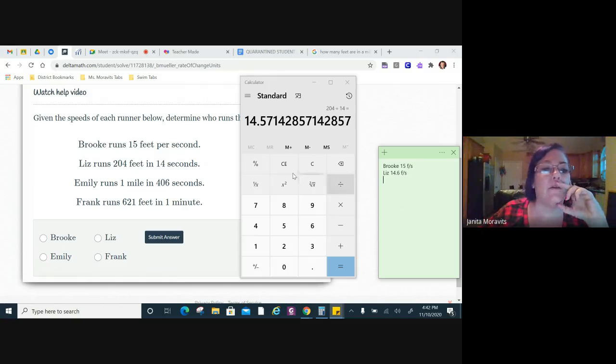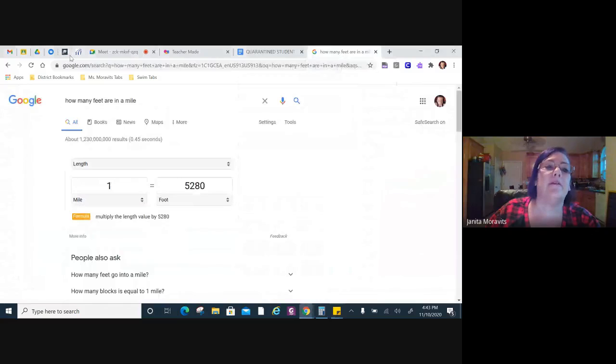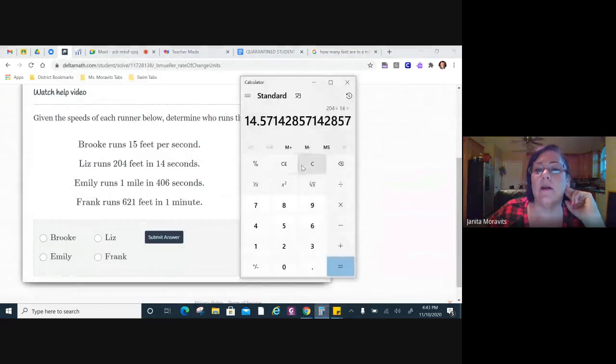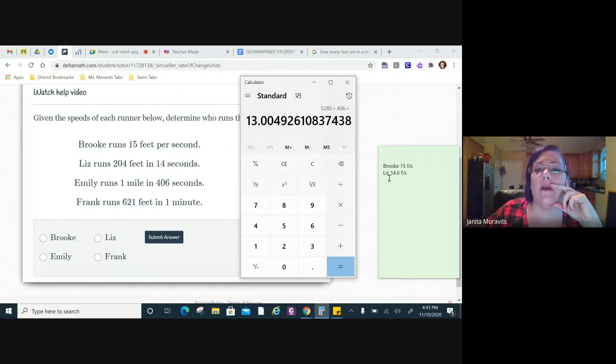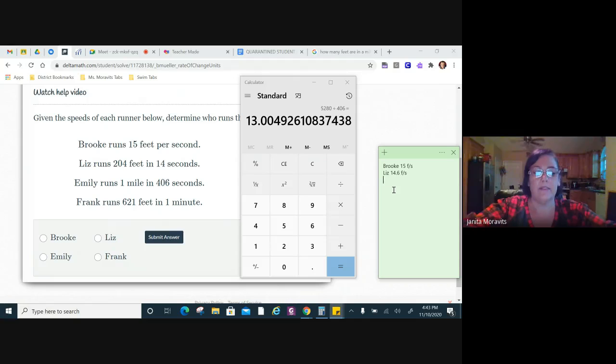Per second. Now, Emily runs 1 mile, which we said was 5,280 right there. So let's get her back up here. Let's clear that out. Let's get our sticky note back. All right, so we have 5,280 in 406 seconds. So we're going to divide it by 406. And that equals 13. That's Emily. 13 feet per second.